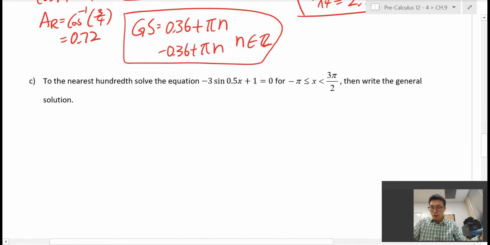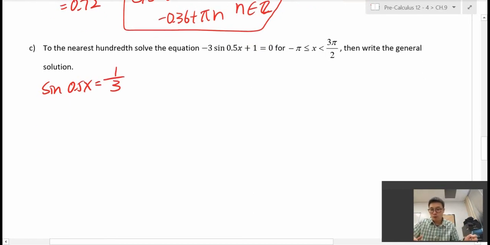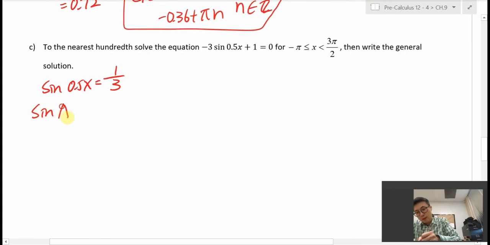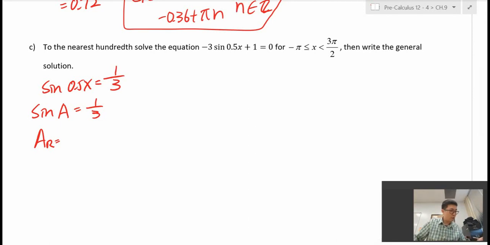Okay, continue. To the nearest hundredth, solve this equation. So same thing, we would have to isolate for sine 0.5x first. So sine of 0.5x is going to equal, move 1 over, it's negative 1, divided by negative 3 is positive 1/3. So sine of 0.5x is 1 over 3. Same thing. Okay, you can see it's not that bad once you get the hang of it. You replace 0.5x with a, so we can find the reference angle, and inverse sine, we are in radian mode, perfect. So inverse sine of a third is 0.34.